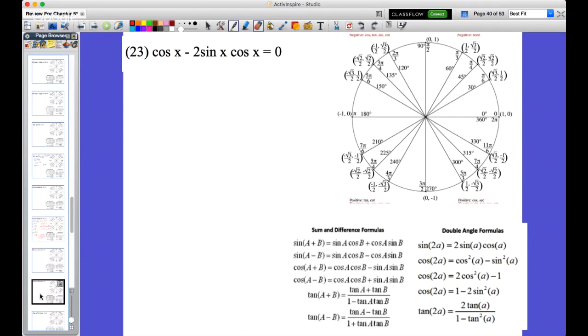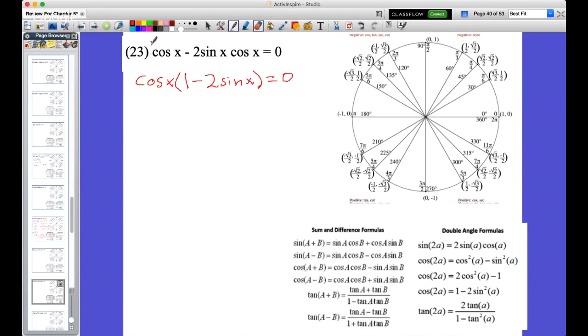So what I mean by factor something out, looking at the cosine x minus 2 sine of x cosine of x, what is in common with both terms? I know immediately you think, oh, there's an x in each one. That's true, but an x is just representing an angle. So what we're actually going to do is factor out the cosines. So I'm going to pull out this cosine here, and then it'll give me a cosine x times 1 minus 2 sine of x. Now, you might be asking, why is a 1 here?